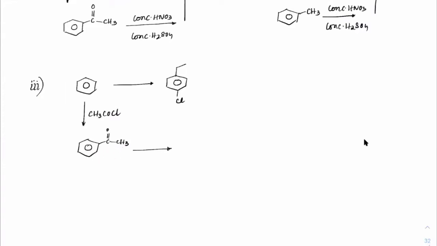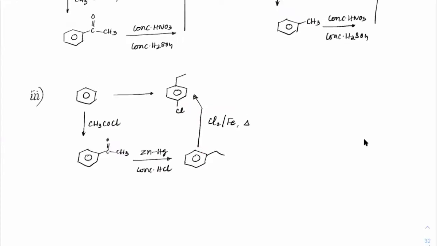And now if you have C double bond O CH3, can the chlorine directly come on the para position? It won't. So first what we do is take zinc mercury and concentrated HCl. What do we get here? This is Clemmensen's reduction. So first you will reduce it to an ethyl group. And from here, if you now react with Cl2 in the presence of iron and heat, or Cl2 in the presence of AlCl3, what do we get? We will now get the para substituted product.